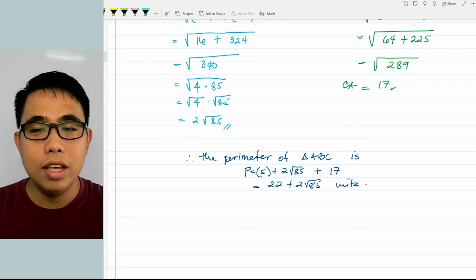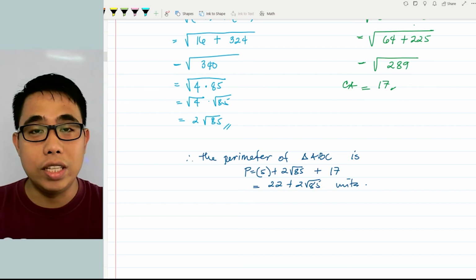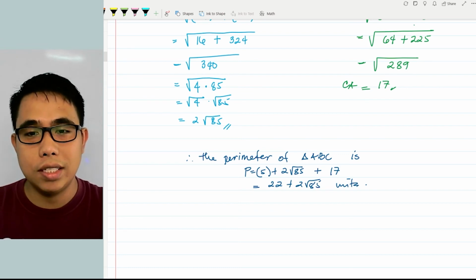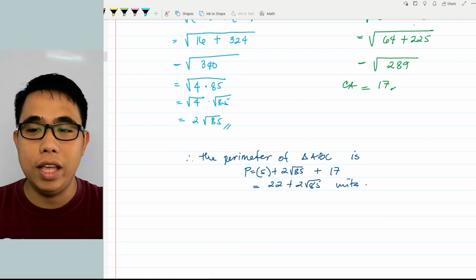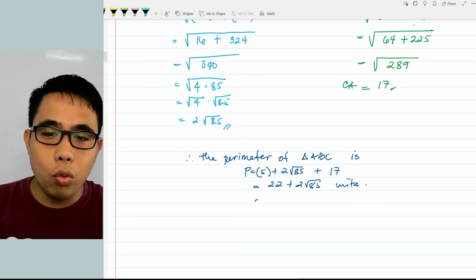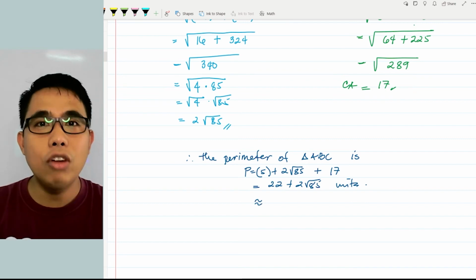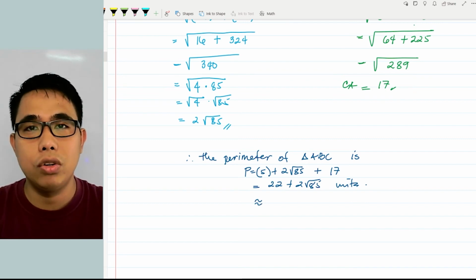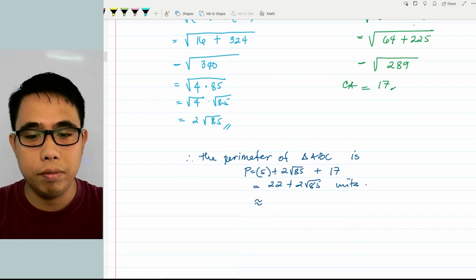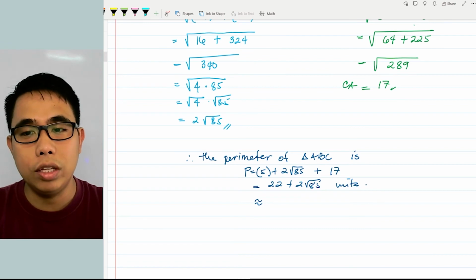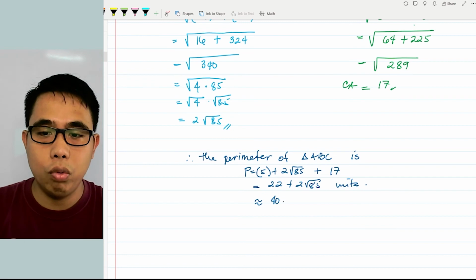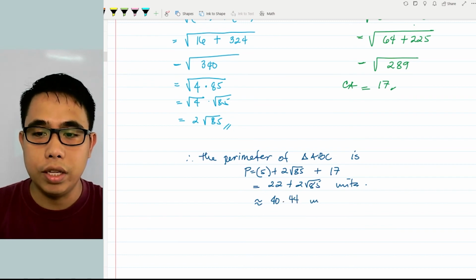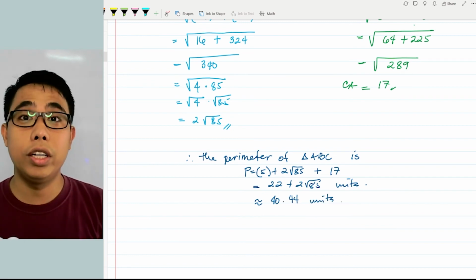So we are done. That's how we find the distance between 2 points. And in number 3, we find the perimeter of the triangle ABC. Now, if the question says round off to 2 decimal places, then we can write the perimeter 22 plus 2 square root of 85 as 40.44 units. Okay, we are done.